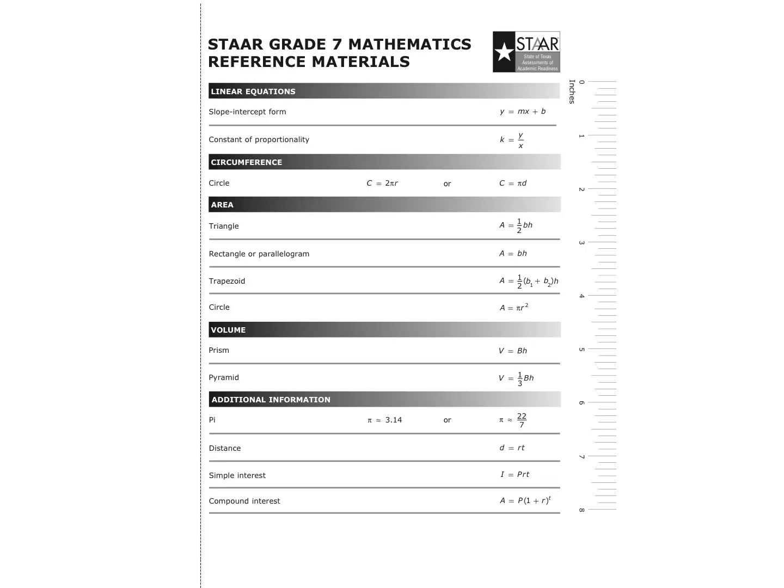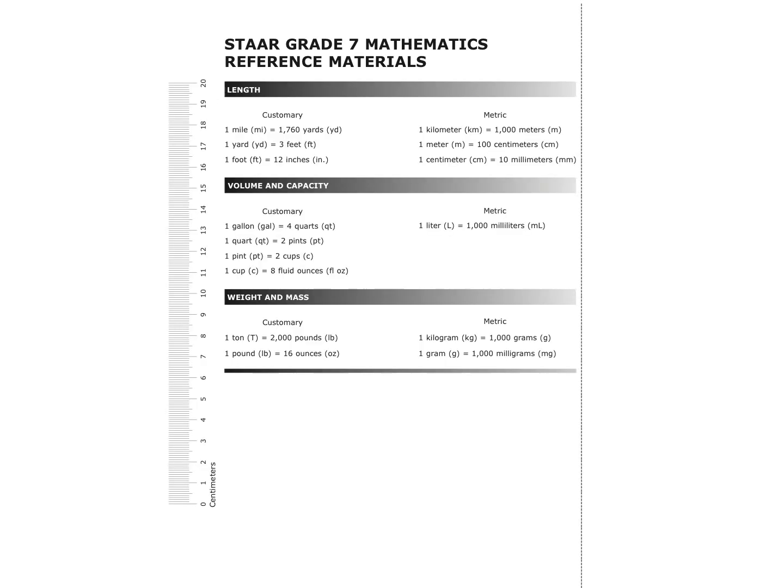Just to review, you have the grade 7 mathematics formula chart, reference materials. You'll have linear equations, circumference, area of a triangle, rectangle, or parallelogram, trapezoid, circle. Circle is pi r squared. Make sure you're familiar with these. The volume of a prism is V equals BH, where B is the area of the base, and the pyramid is 1/3 of that. And then there's additional information for pi, distance, simple interest, and compound interest.